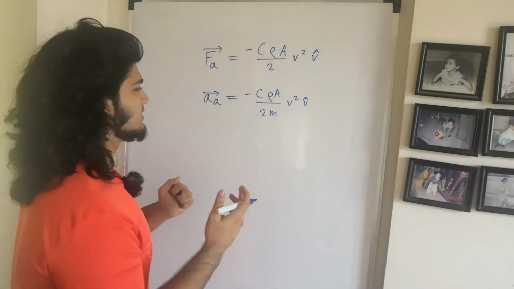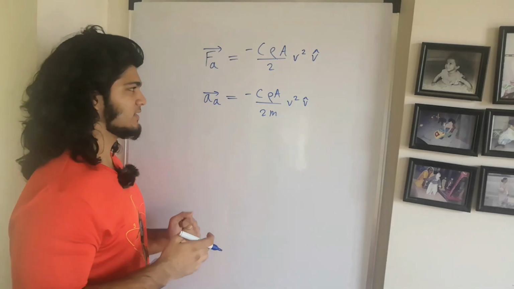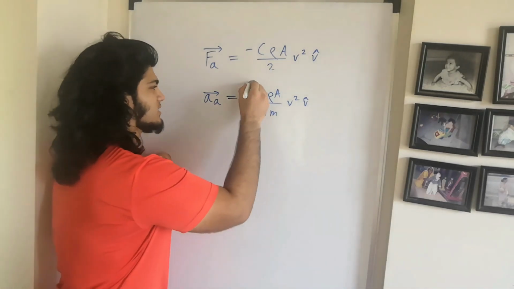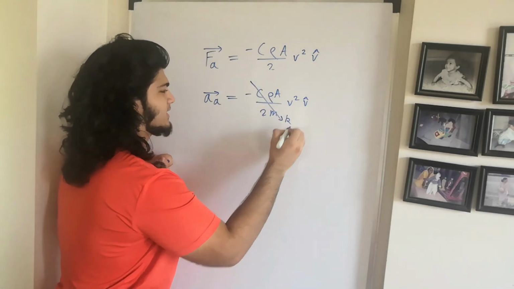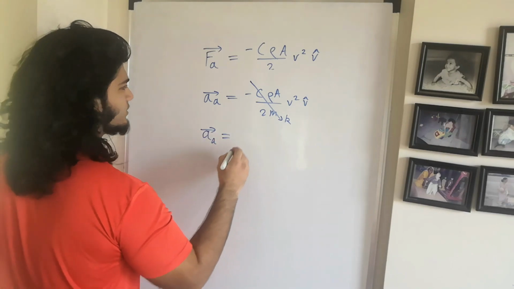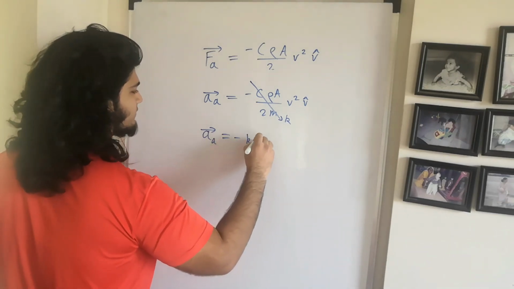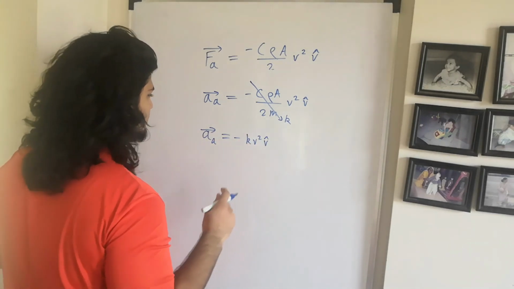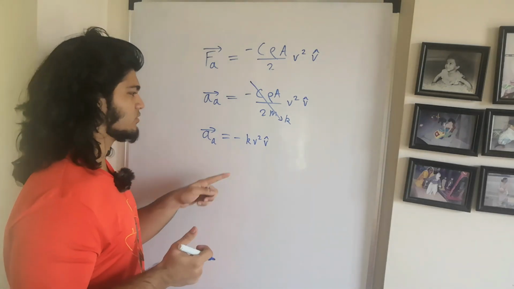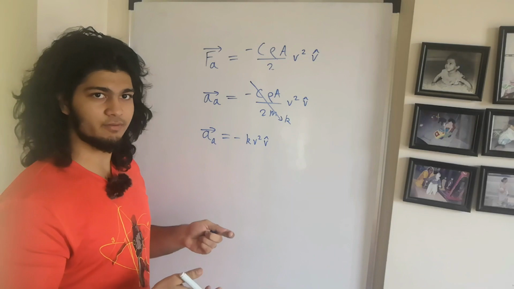Now, since we are going to make a differential equation, we don't want all of this stuff to clutter our equation. So let's just call this entire thing k. So A vector is equal to minus k v squared v hat. Basically the acceleration due to air resistance is proportional to the square of the velocity.